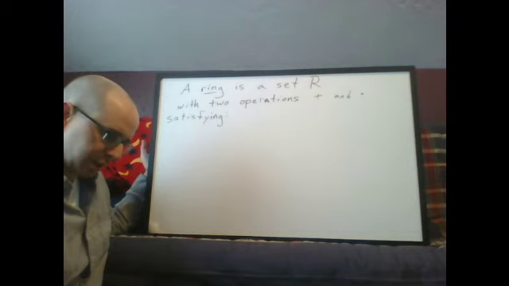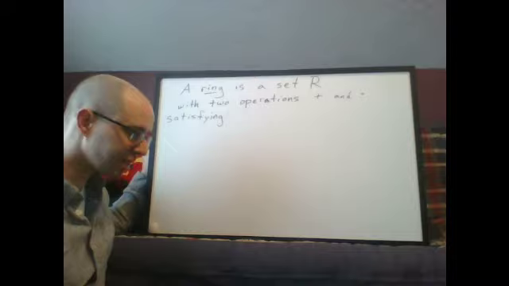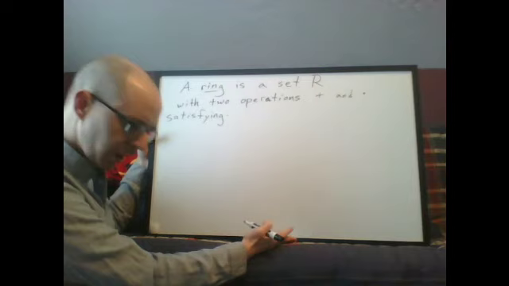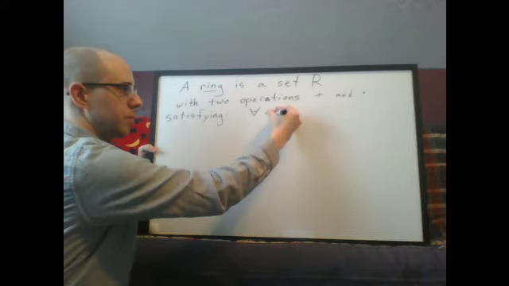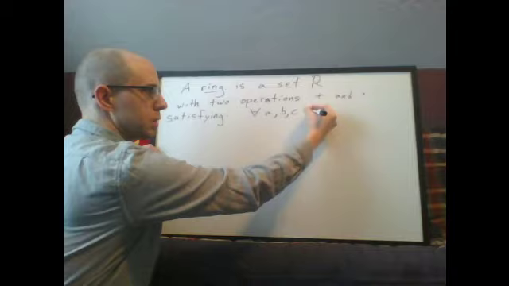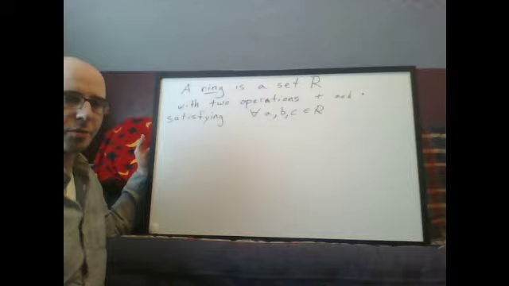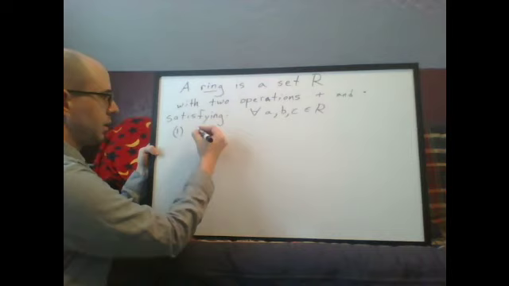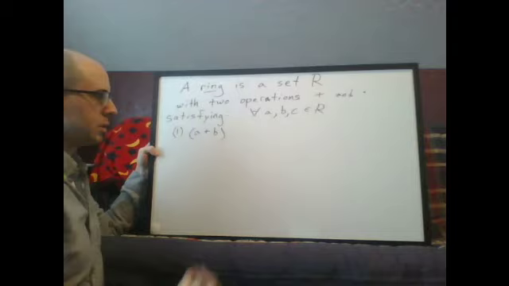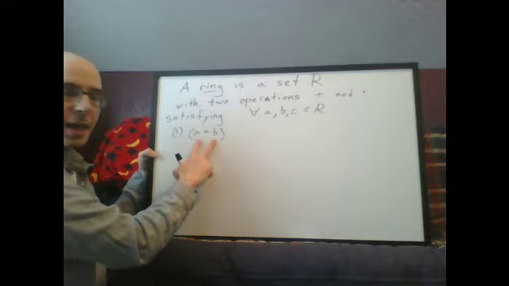Let's see. So I think the way I number these, usually there should be seven conditions. So there's two operations, so there's more properties that have to be satisfied. For all of these, so I don't have to keep repeating it, I'm going to need a total of three letters to represent elements of our ring. So for any A, B, and C in the set R, we have the following. So the first condition is, let's do it like this: A plus B. Plus is a binary operation, so if I take two elements at a time, I can add them together. That gives me some new element.